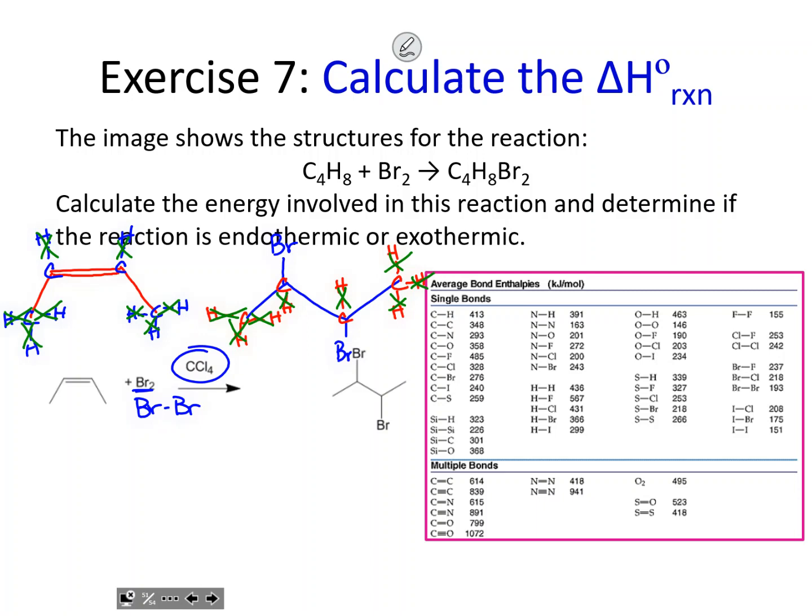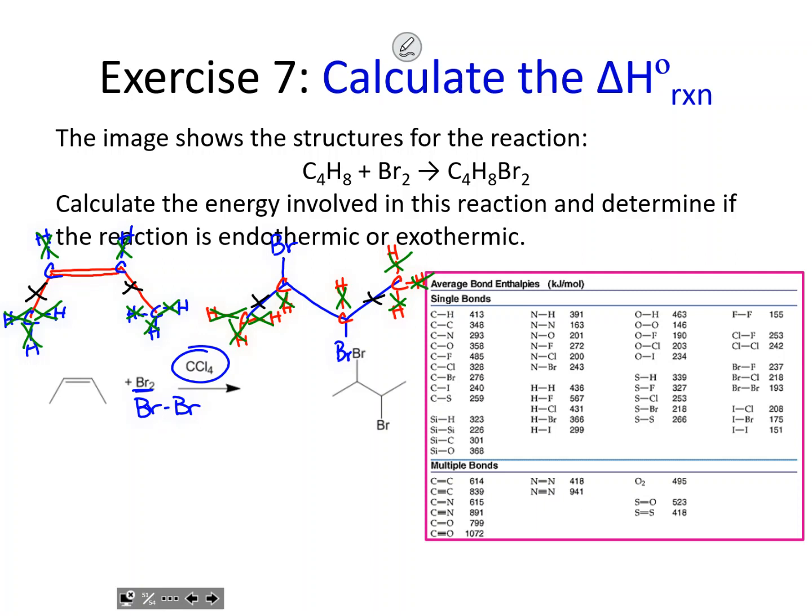Does anybody notice which ones we can cancel? The carbon to carbon bonds. We have 2 single bond carbon to carbon bonds over here, and we have 2 single bond carbon to carbon bonds over there. So we can even narrow it down further.